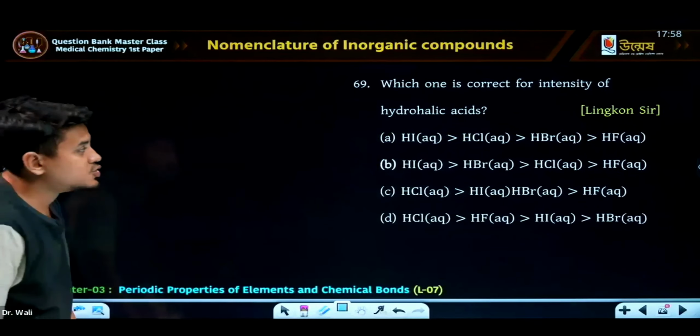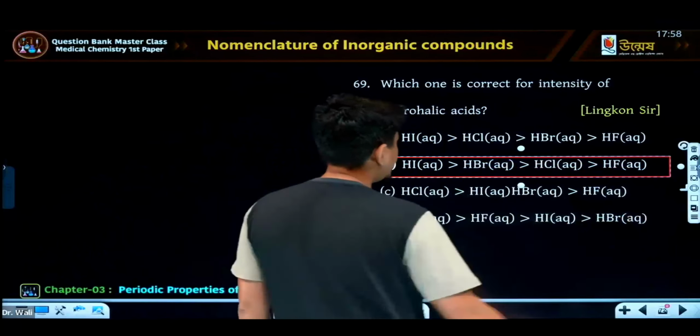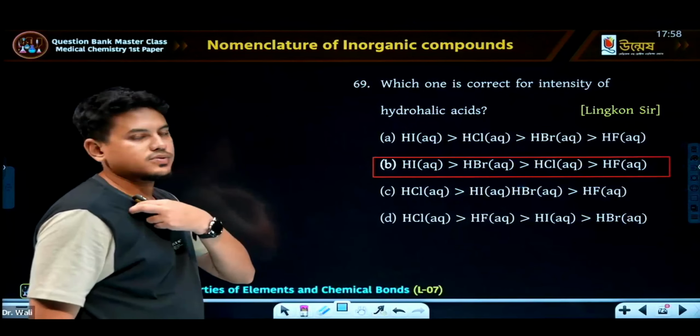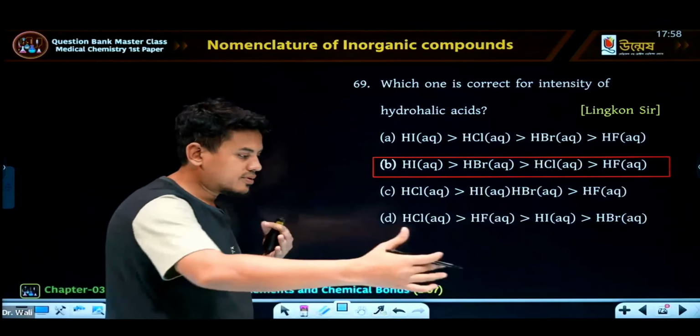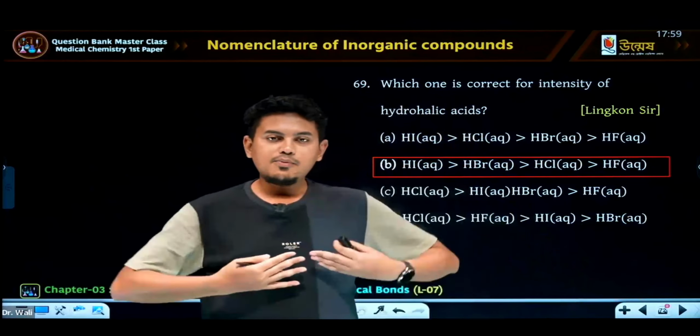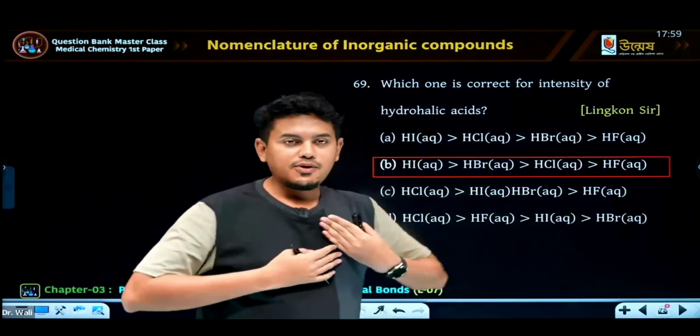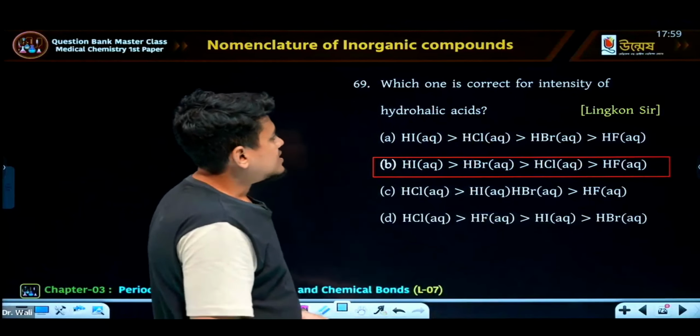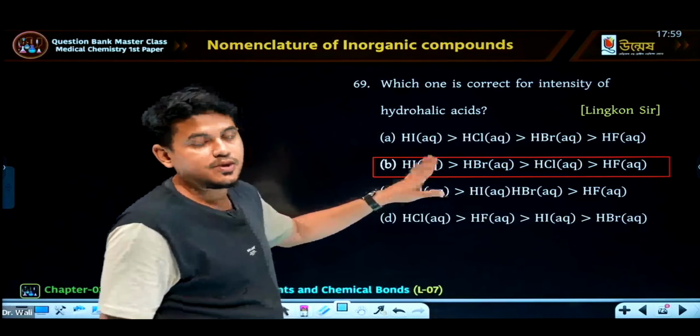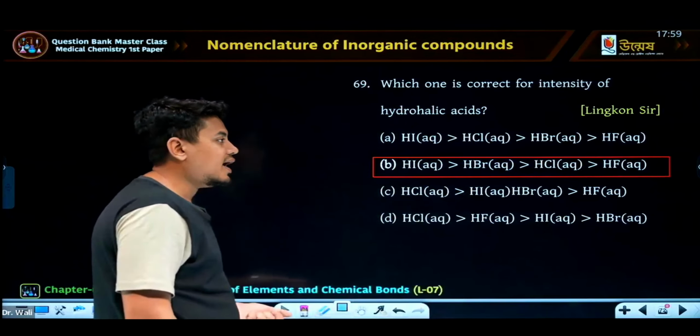Which one is correct for the strength of hydrohalic acids? Hydrohalic acid should be B. Hydrogen iodide, hydrogen bromide, hydrogen chloride, hydrogen fluoride. Why? Because the larger the size of the anion, the greater the distance from the hydrogen ion. So the hydrogen ion tends to dissociate easily. As a result, the strength of hydrogen iodide increases because it has more potential to dissociate the hydrogen ion.